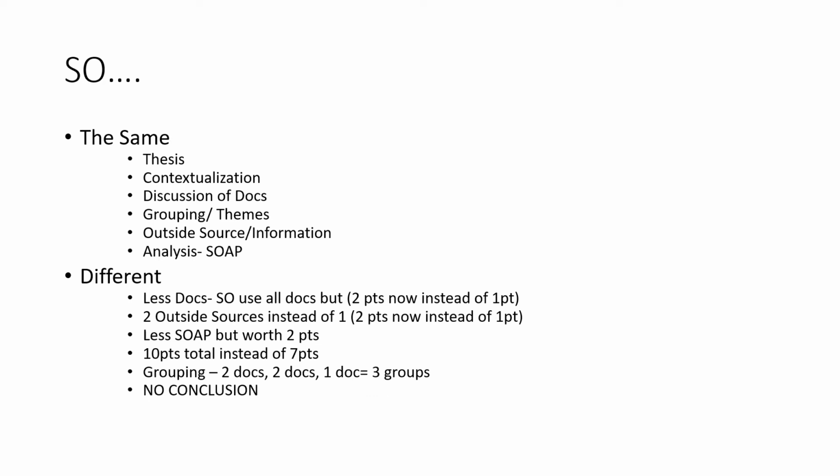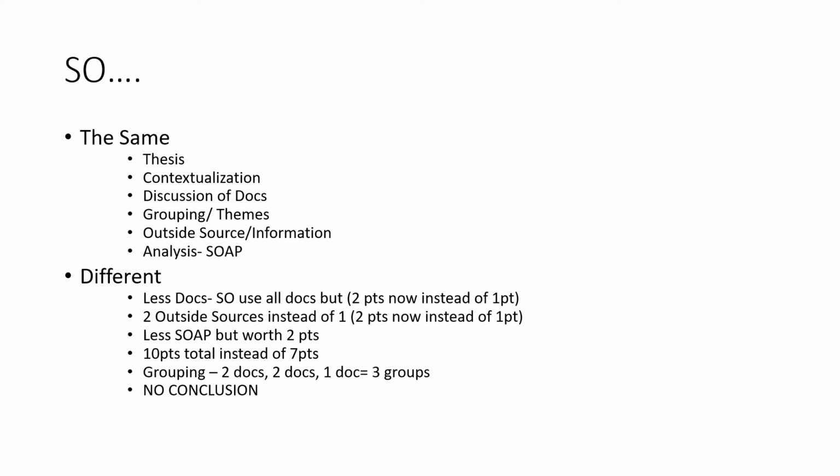Another difference is they're requiring 2 outside sources instead of 1. There used to be 1 point on the old rubrics; now there are 2 points. It's the same way to do it, nothing different. You just have to give 2 of them, which we had been practicing anyway. Fewer SOAPS: they're not requiring as many SOAPS as the old rubrics, where you had to give more, and they're still giving 2 points.